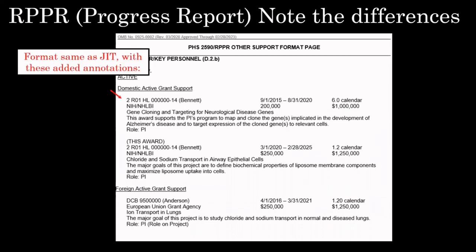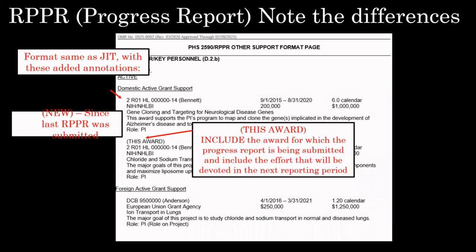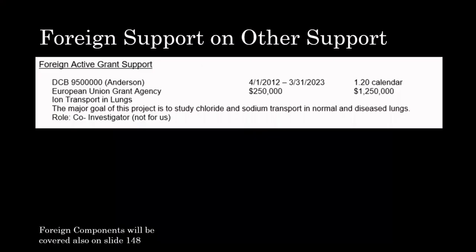So RPPR progress report, let's note the differences. So the format is the same as the just-in-time with these added annotations. New. So what has come in since the last progress report was submitted? This award. Include the award for which the progress report is being submitted and include the effort that will be devoted in the next reporting period.